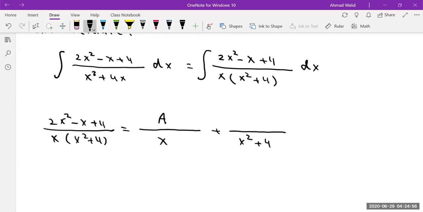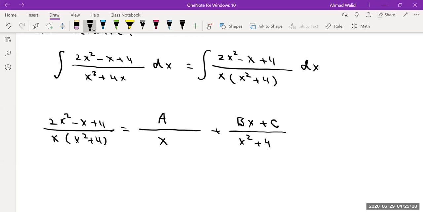Here I have a linear factor, so I'll name the numerator A. Here I have an irreducible quadratic factor, so the numerator will be Bx. Because you have Bx, you need another constant, C. From here on, you should be able to do it by yourself, but still I'll complete this example.